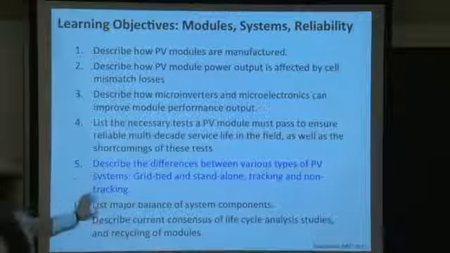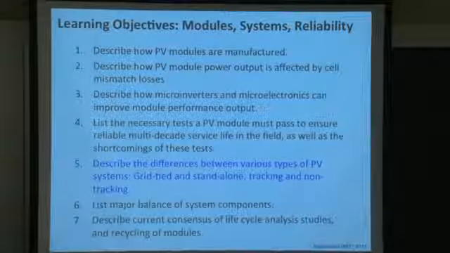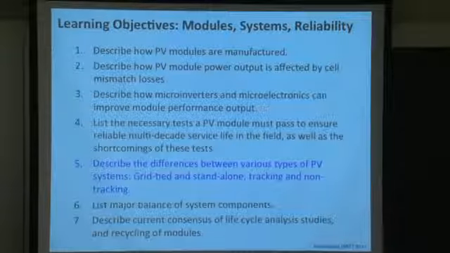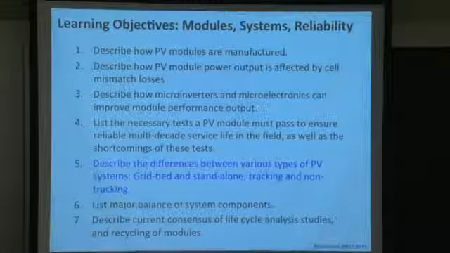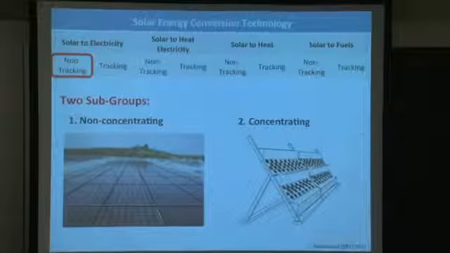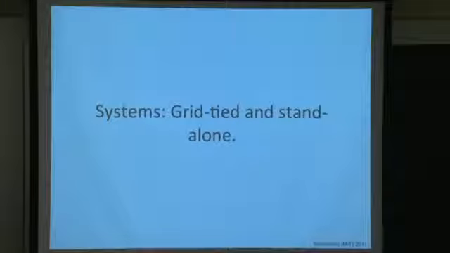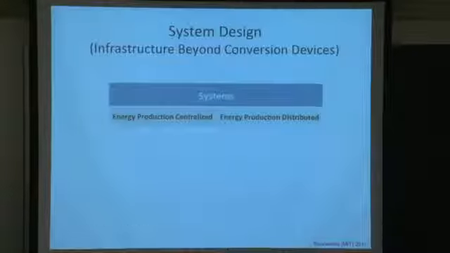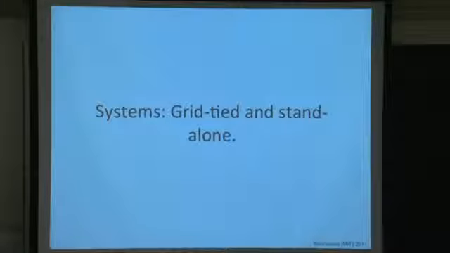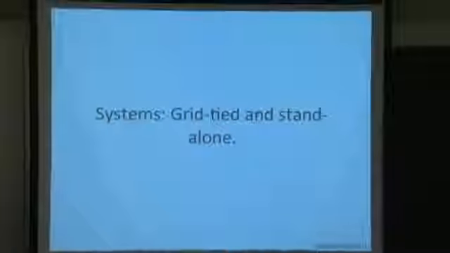Describe the differences between various types of PV systems. Since we're running short on time, this is a bit of a repeat from what we talked about the very first day in class, the non-tracking and the tracking. So I'm going to fly through that into grid-tied and standalone. Grid-tied and standalone systems is very straightforward. If you have a system that is tied to the grid, somehow it has to be able to interface with the grid. Let me go to that in a second.